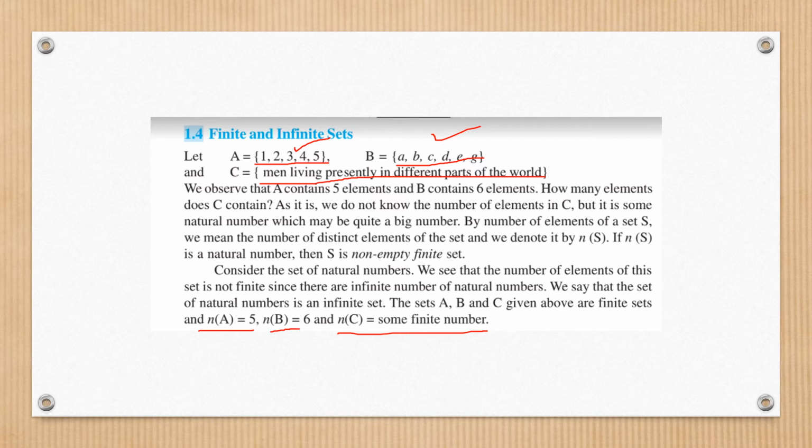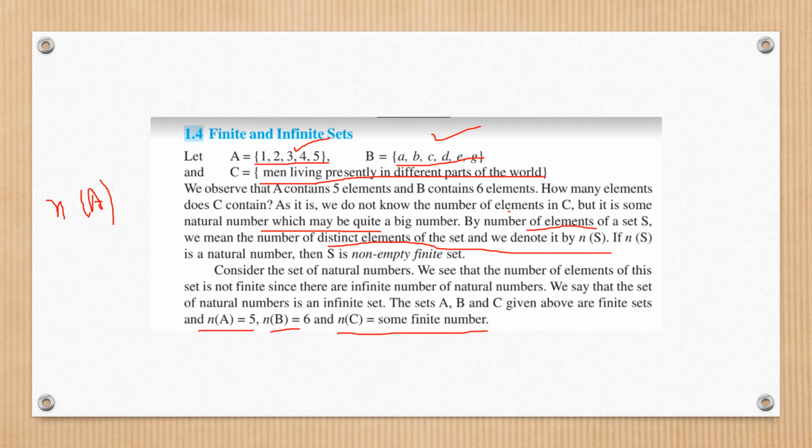So we observe that A contains 5 elements, B contains 6 elements. How many elements does C contain? As it is, we do not know the number of elements in C, but definitely it is going to be some natural number. It will be quite a big number, but a natural number. So by the number of elements of set S, we mean the number of distinct elements of the set, and we denote it by n(S). So n(A) will mean the number of elements in set A.